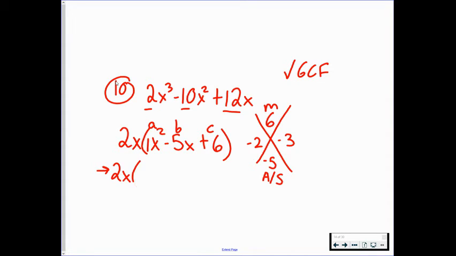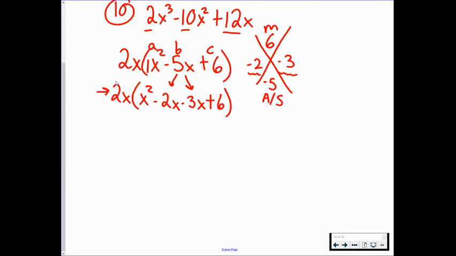Now, just like the previous ones we did, I'm going to leave x squared and rewrite -5x with these two factors of -2x and -3x. And then bring down that +6. Make sure you're also bringing down your GCF, that 2x, in each step. Since the inside has 4 terms, we're going to group to factor this.